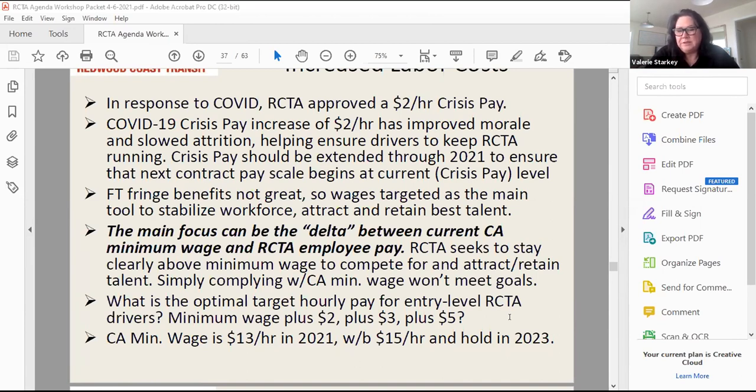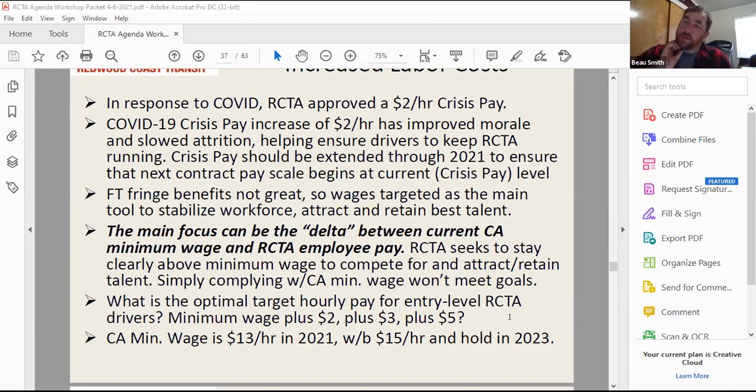But I would like it to be very attractive, because I think that we should be attracting the most qualified people. If we're going to make this a community service, I really want to make sure that we get the optimal candidates for this job.